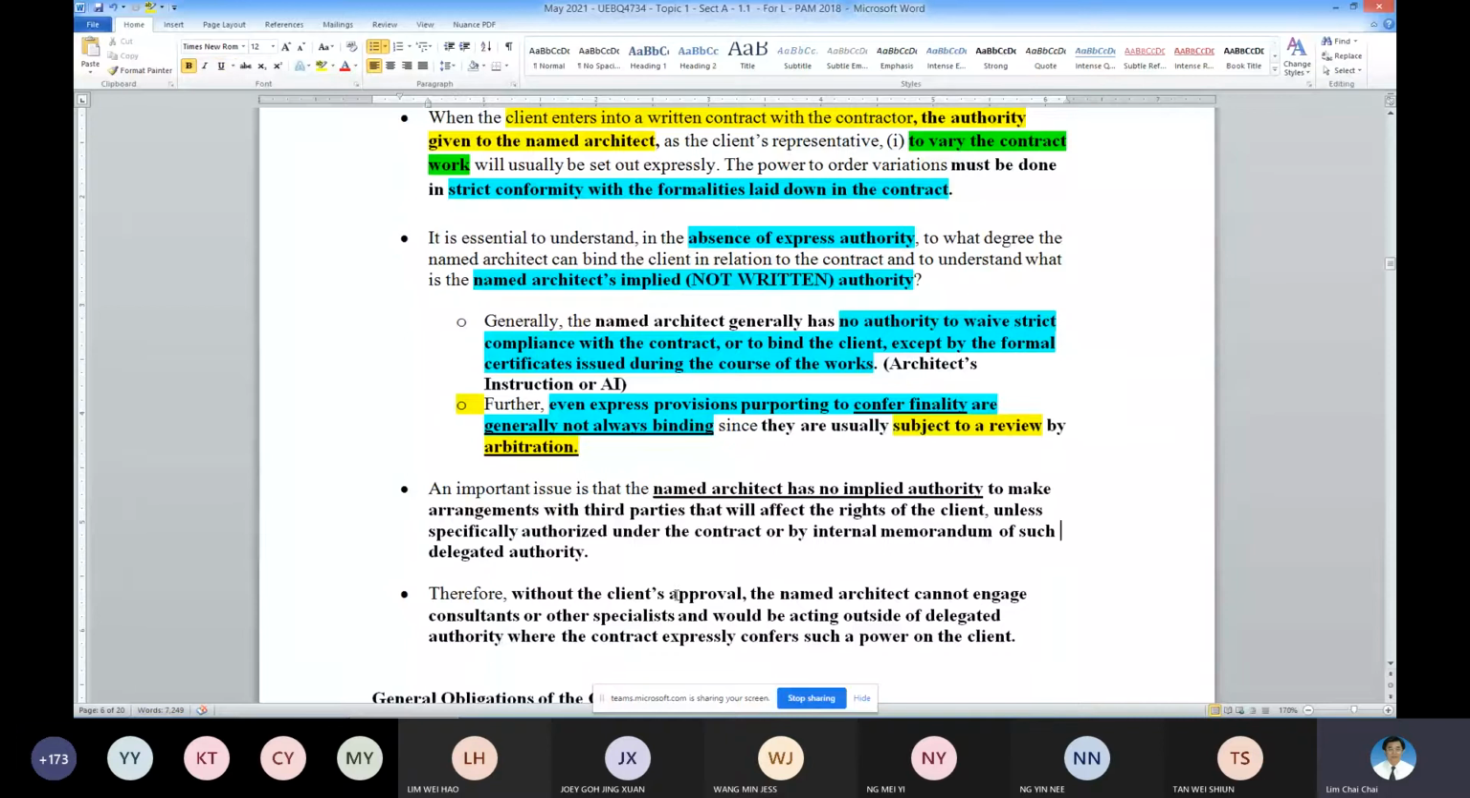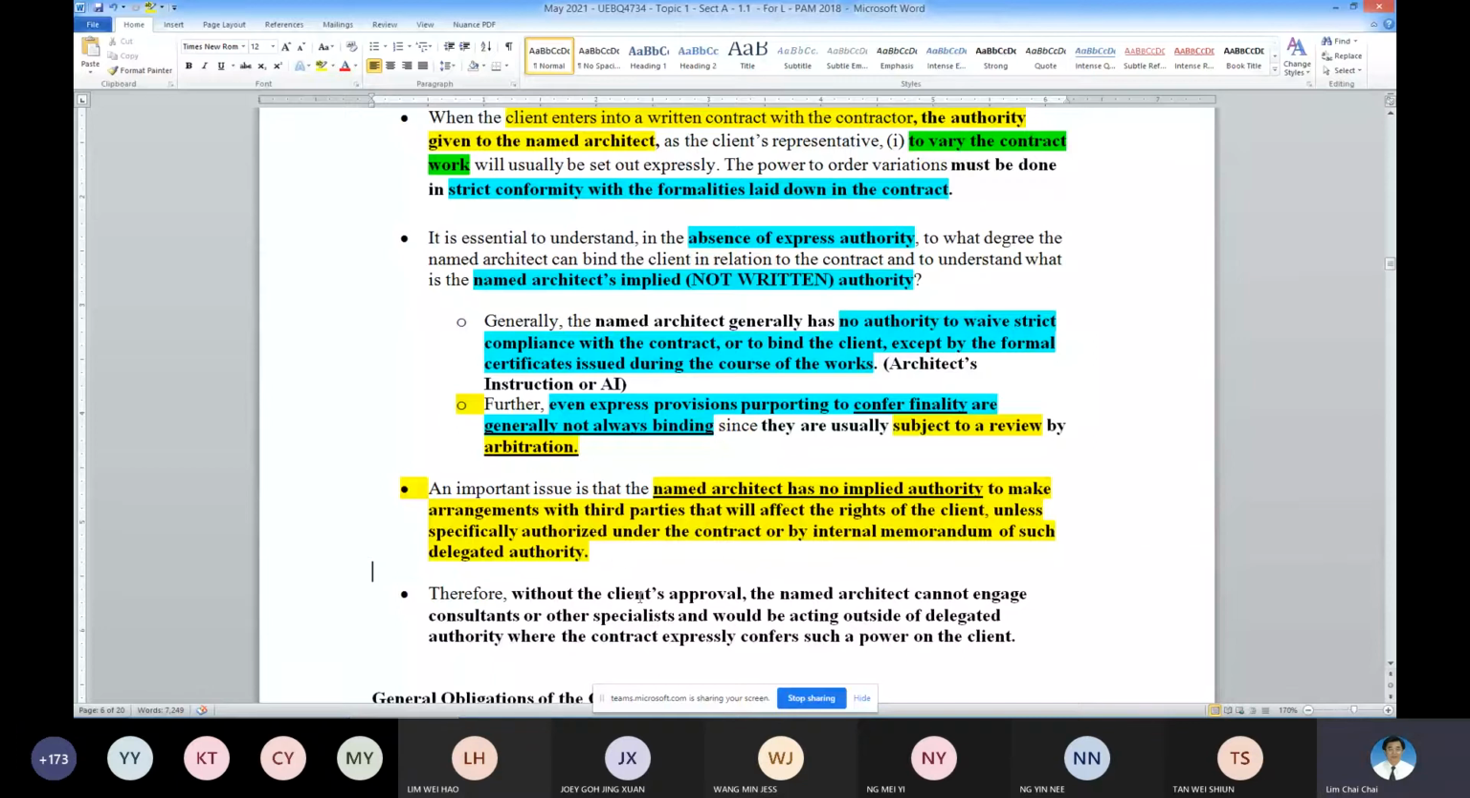Okay, next one will be, I think this one is repeated already. Architect has no implied authority to make arrangement with third party. I believe just now earlier, we've gone through. Unless specifically authorized under the contract or by internal memo of the delegated authority by the employer.